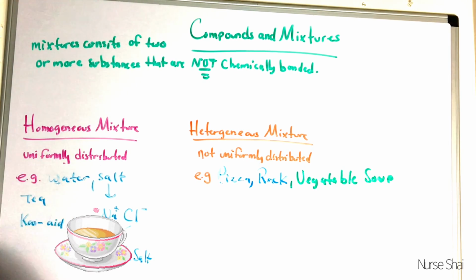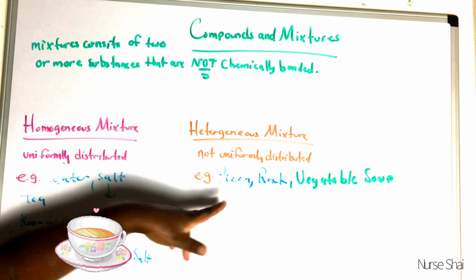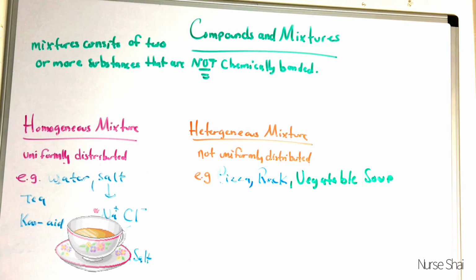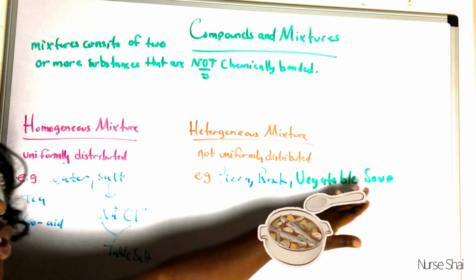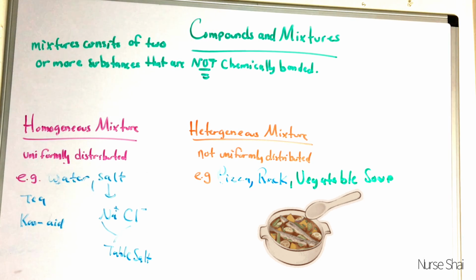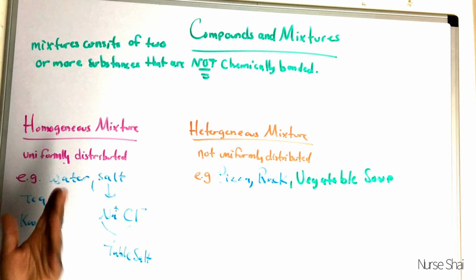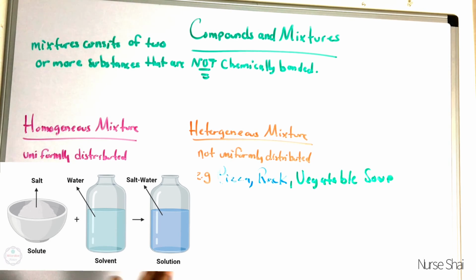It's unified. And then heterogeneous, I always use the example of pizza because you have all these different elements on pizza. You have pepperoni, you have mushrooms, you have spinach, you have onions, you have all types of things on there, and you can actually see each element. And vegetable soup is the same way. Like you see the chicken, you see the noodles, you see the peppers, you see the onions. So you see everything, so it's not uniformly distributed. And I hope that example makes sense to you guys.